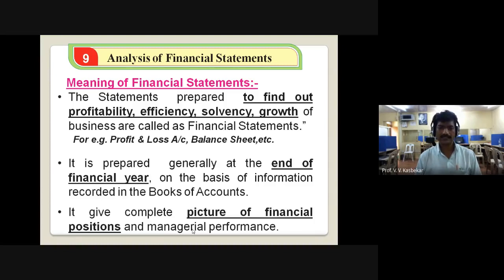Why are they prepared? To give a complete picture of financial position and managerial performance, or overall performance of the business, to know the real picture of the business. What do we mean by picture? Picture means the real position of a business, the financial position of the business. What are the assets of the business? What are the liabilities of the business? How much income or expenditure was incurred during the year, and whether the business has earned profit or borne a loss. All this picture of financial position can be obtained from these financial statements.